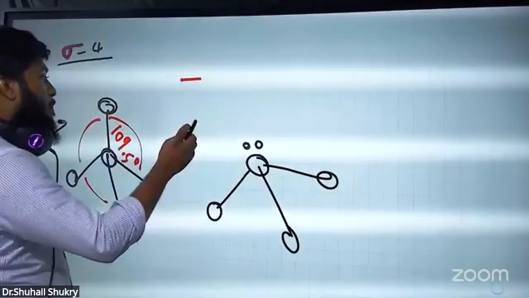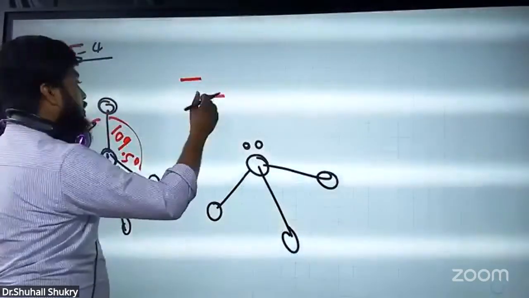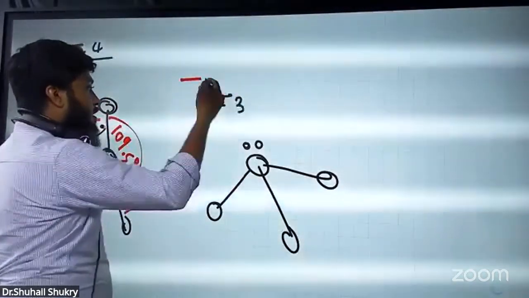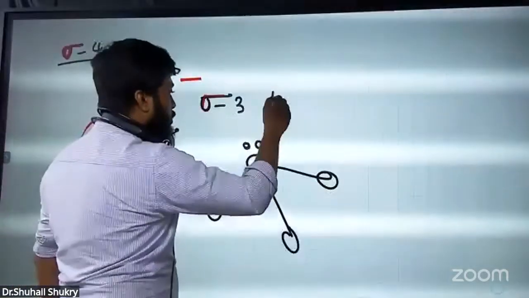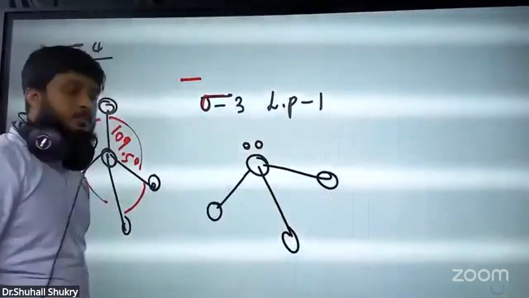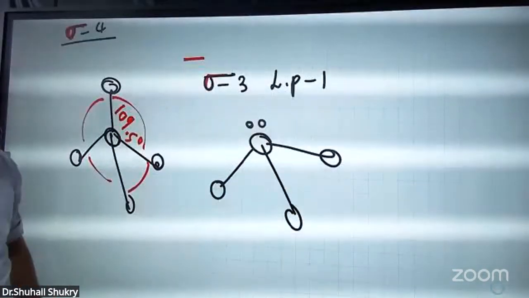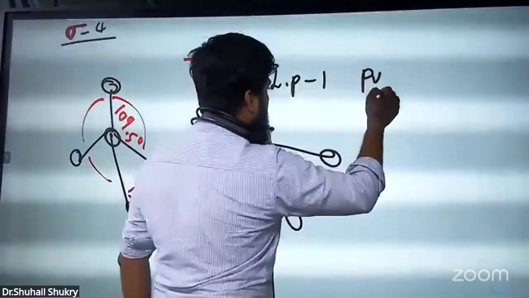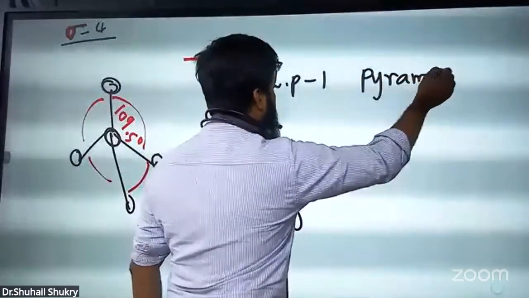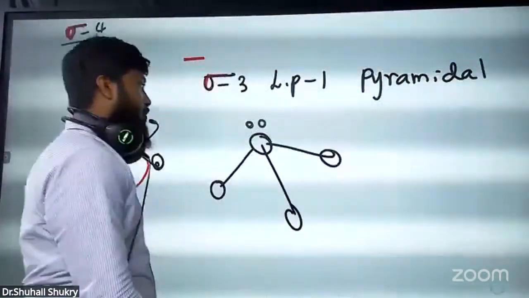If there are three sigmas and one lone pair, we give a shape for these. What is that? Pyramidal. What is the shape of this? Pyramidal. Right, we give the shape pyramidal.